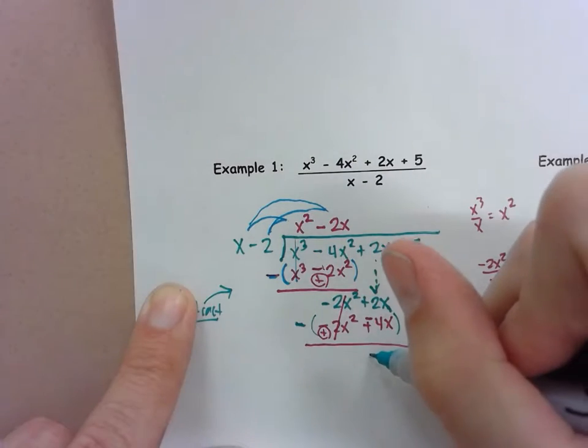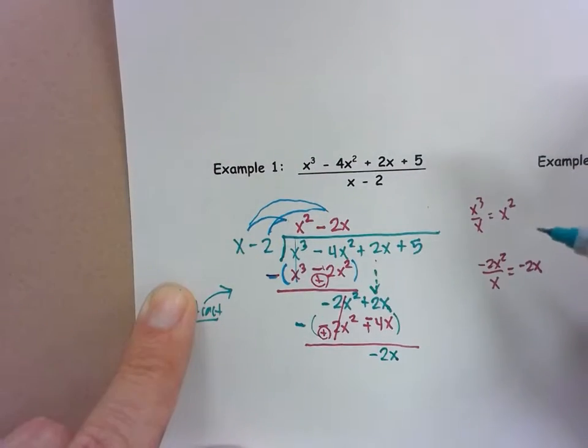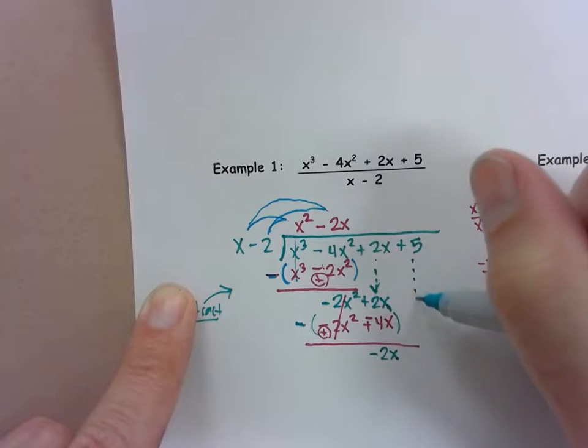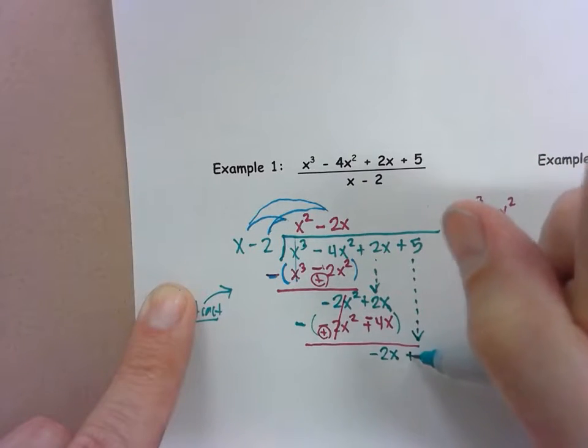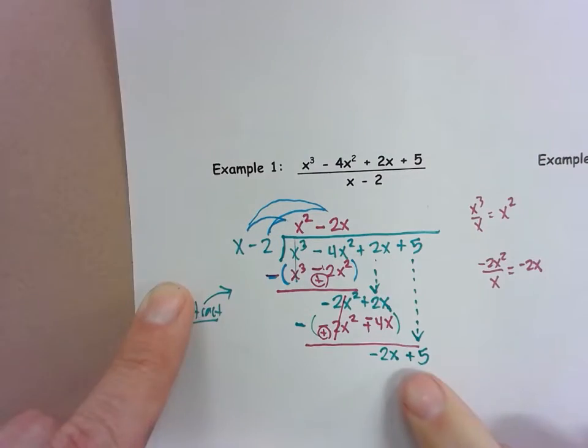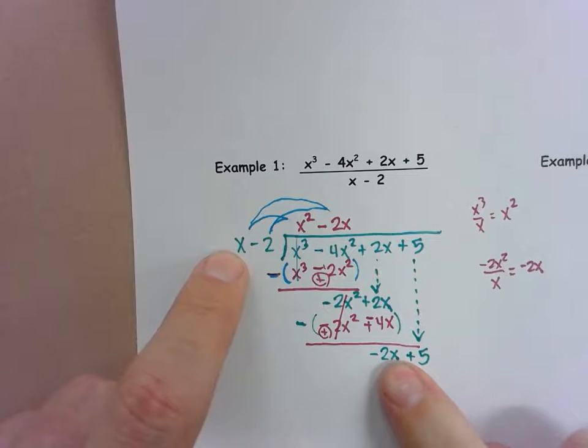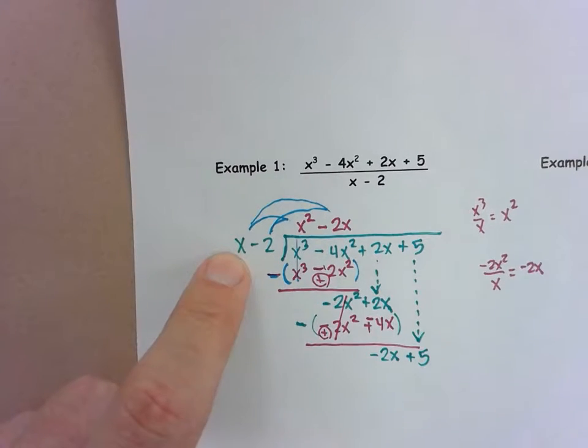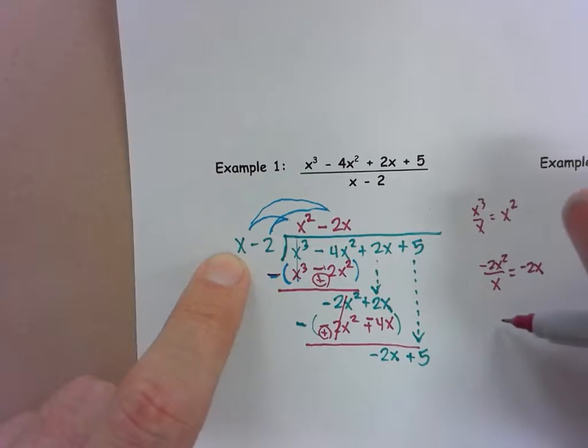So it's going to be negative 2x. And lastly, we're going to bring down the 5. So plus 5. And we're going to repeat this one last time. We're going to say, how many times does x go into negative 2x? Well, negative 2x divided by x is negative 2.